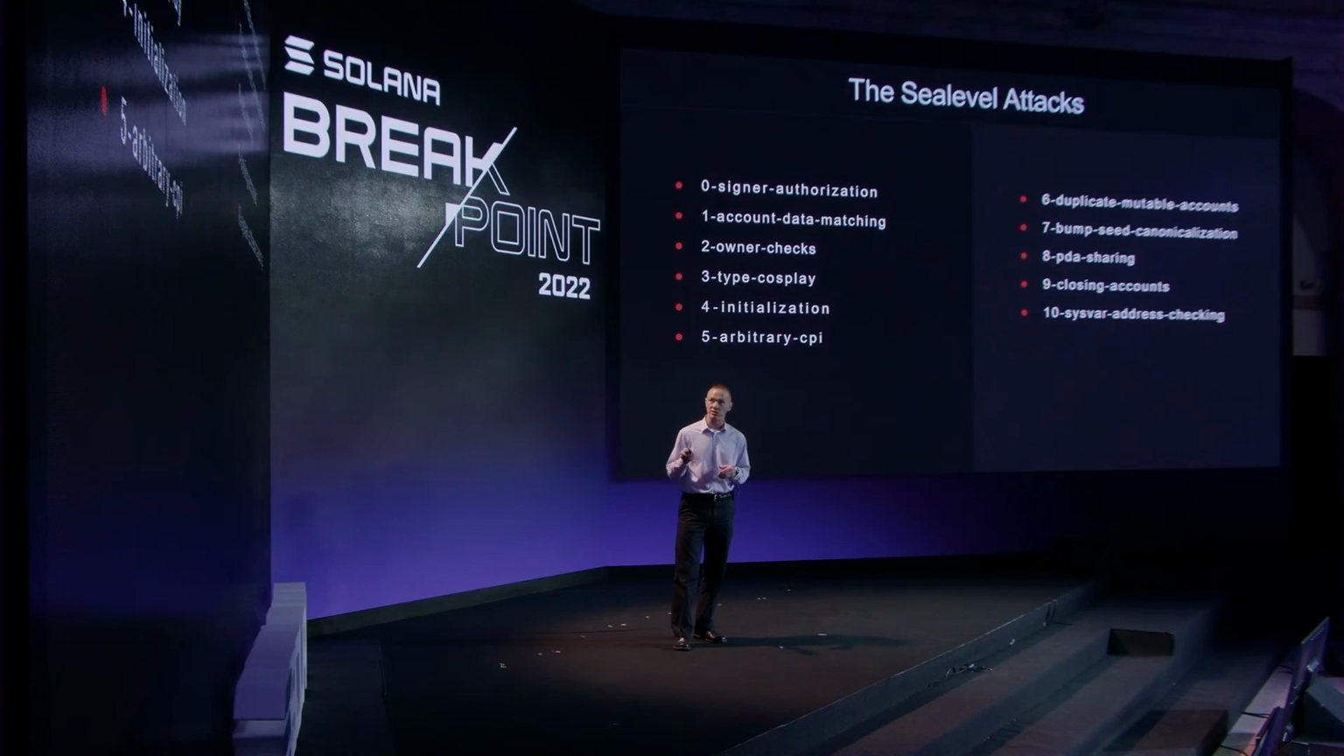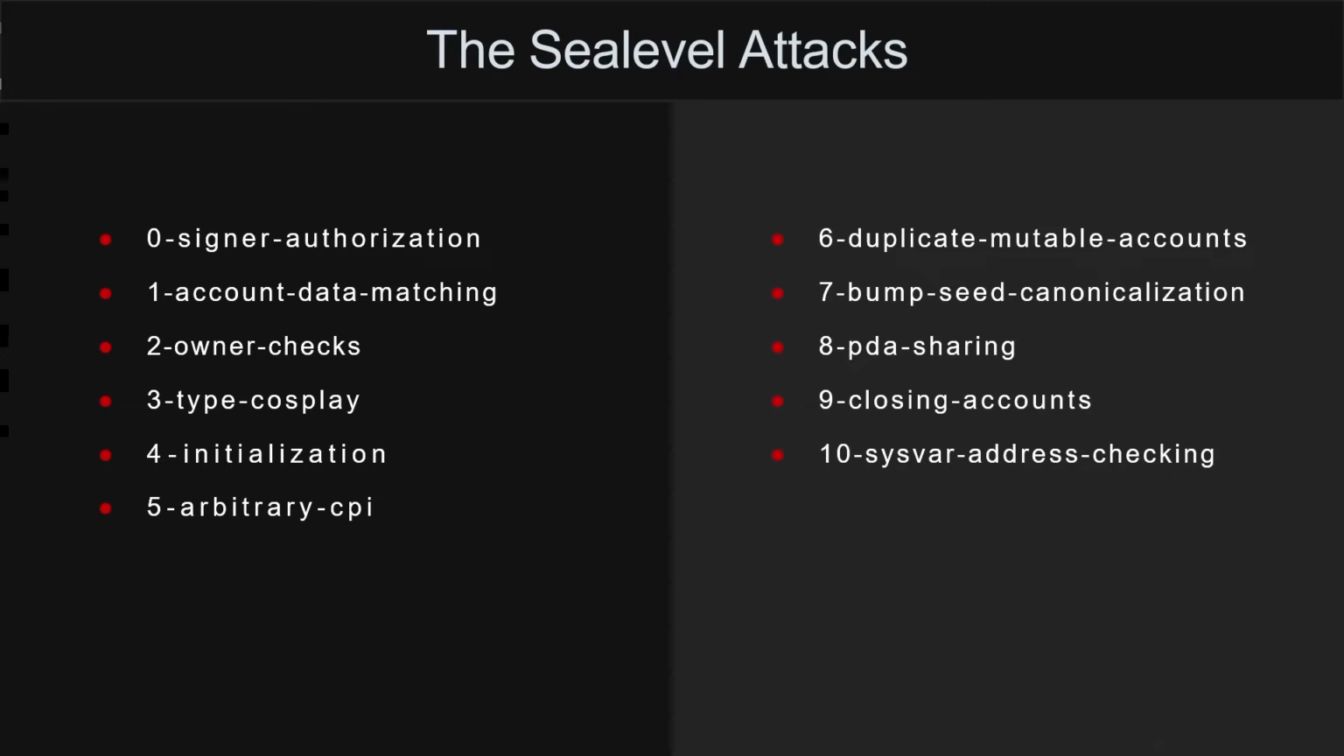As I mentioned, there are currently 11 examples, and you can see them up here on the slide. They range from things like ensuring that signers are properly checked, to ensuring that accounts are properly initialized, to ensuring that accounts are properly closed. But the one we're going to dive into a little bit in this talk is ensuring that owners are properly checked.